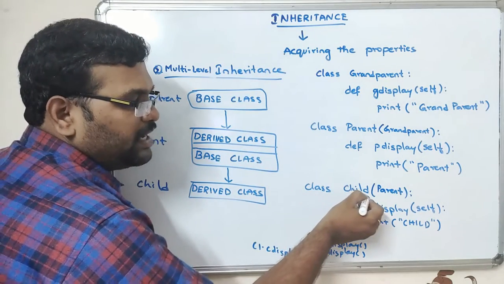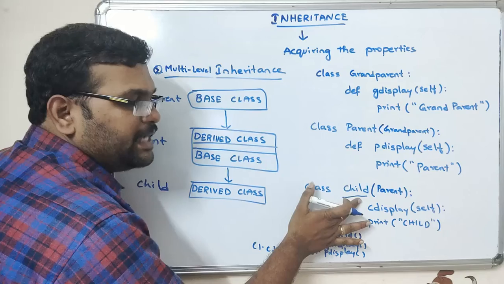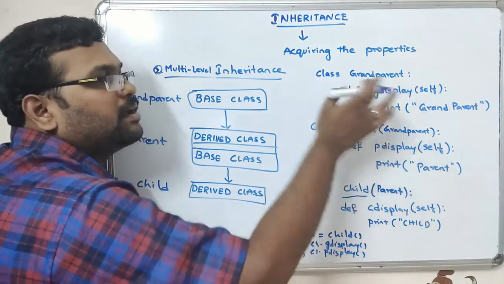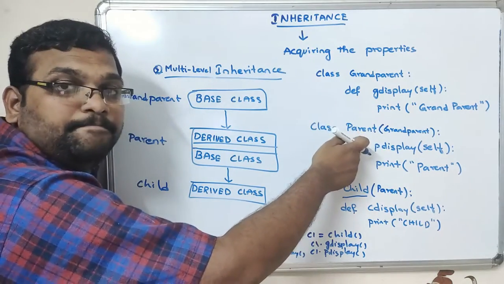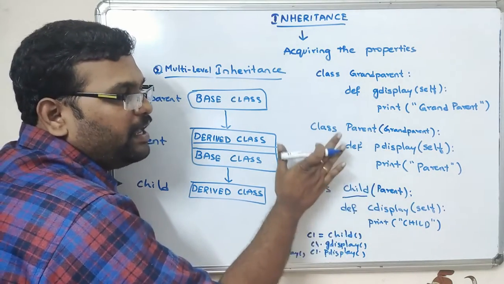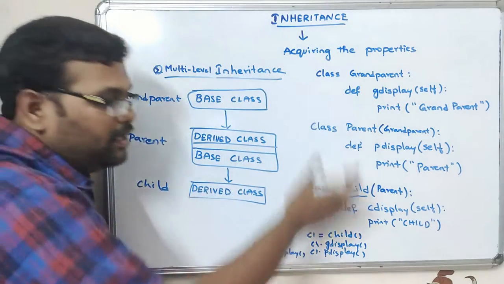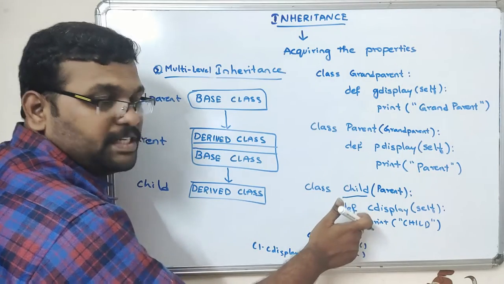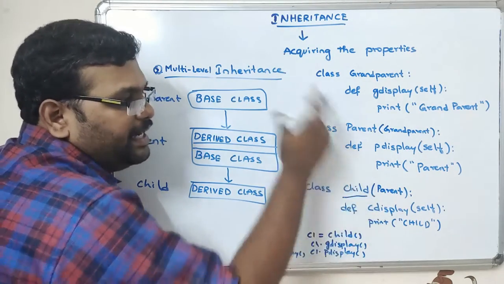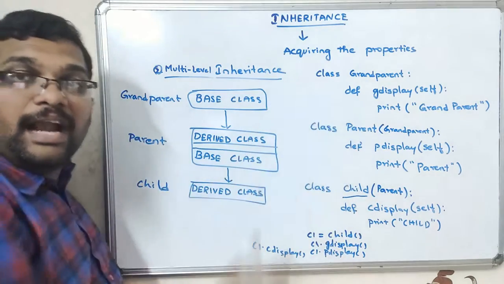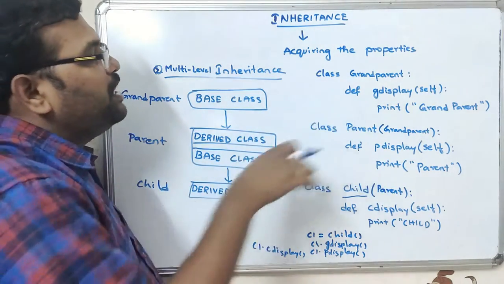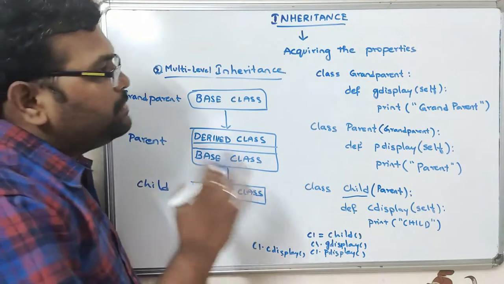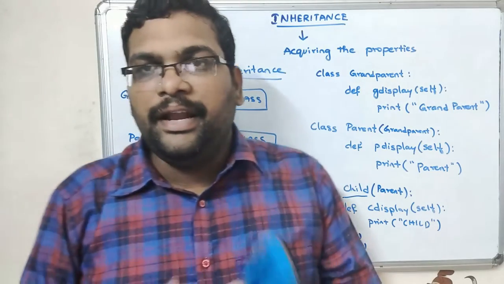So only one object needs to be created for child, which can access the methods of parent, which is the base class for this, and grandparent, which is the base class of parent. Because child acquires the properties of parent, and parent acquires the properties of grandparent, the child object can access the members, that means the variables and methods, of all three: the child class, parent class and grandparent class. So this is how we can implement multi-level inheritance. This is also a very simple concept. Hope you understood this inheritance concept.